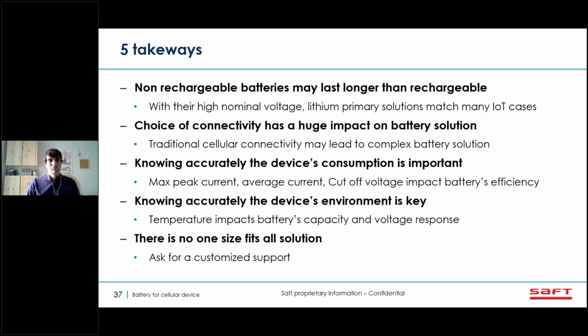Knowing accurately the device's environment is key. Temperature impacts the battery capacity and voltage response. Where do I want to deploy my device? My device will be located inside, outside, in the Middle East, in Africa, in Scandinavia, in Russia, in Japan, where? And last but not least, there is no one-size-fits-all solution. So ask for customized support. It's really a help most of the time.